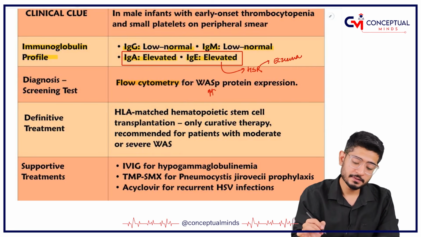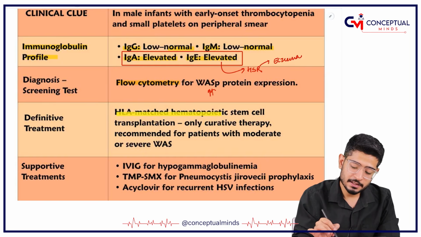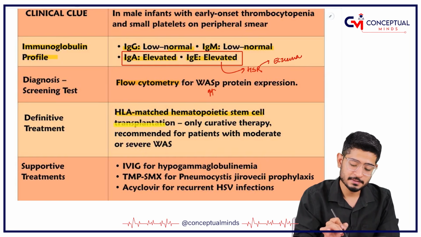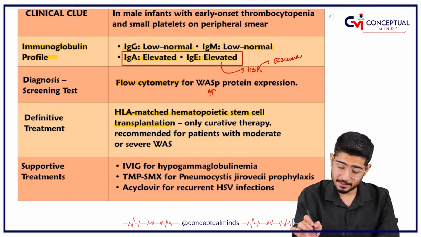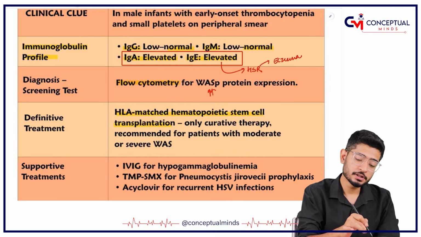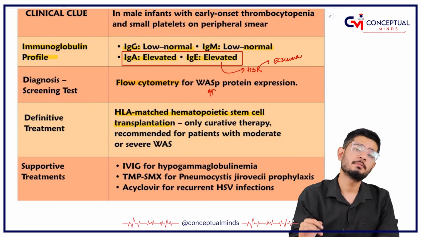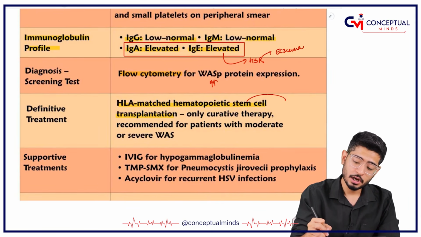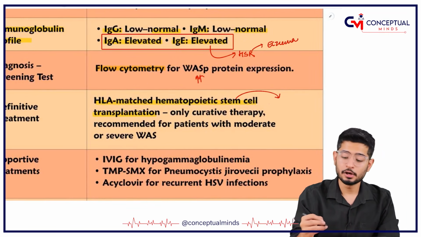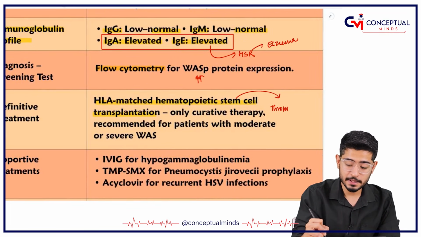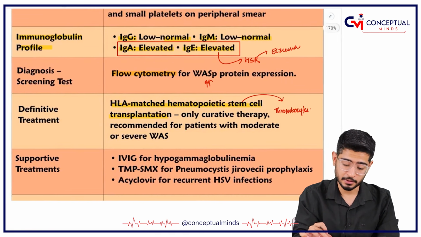Now, what is the definitive treatment? HLA matched hematopoietic stem cell transplantation. You have to transplant the hematopoietic stem cells. You got it. You have to give the hematopoietic stem cells so that a normal or a good amount of thrombocytes are formed and they can function properly.